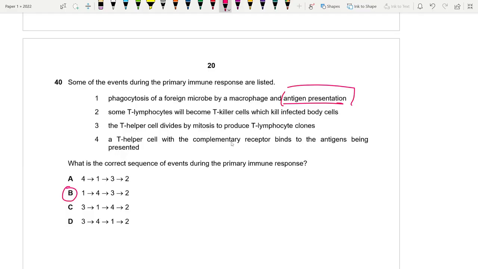Some T lymphocytes will become T killer cells. The T helper cell divides by mitosis to produce lymphocyte clones. A T helper cell with a complementary receptor binds to the antigen being presented. So one happens first, then after the antigen is presented, the T cell receptor binds to the antigen. So 4 comes second. This T helper cell then produces many clones, and then this proliferates other T killer cells, and it also stimulates B cells. It stimulates these by using interleukin 2 and interleukin 4 and 5 mainly. That's what the T helper cells do.